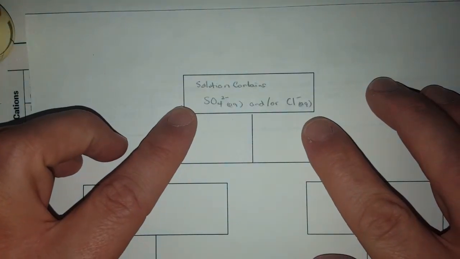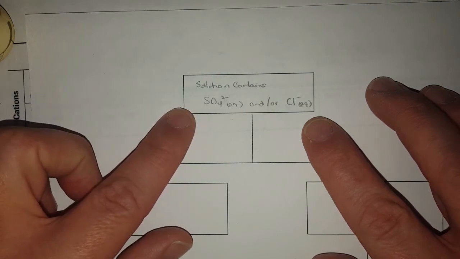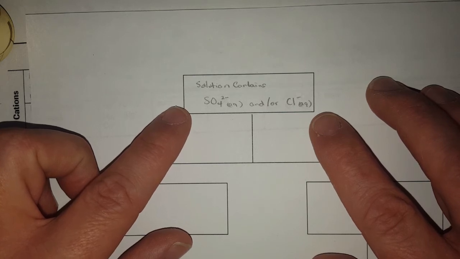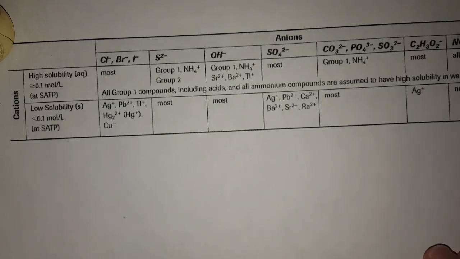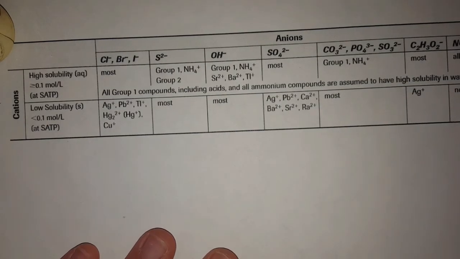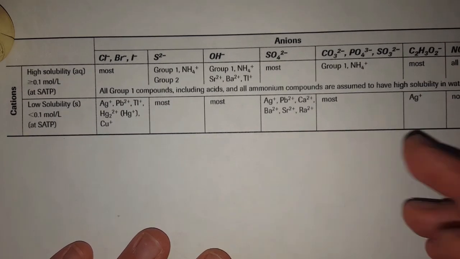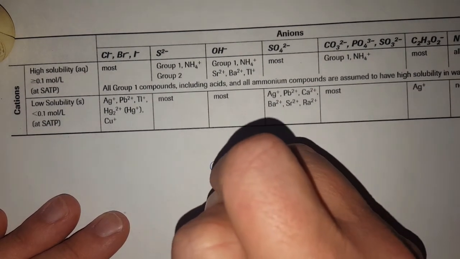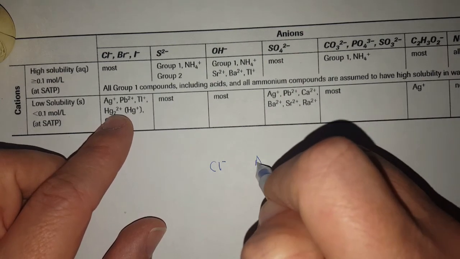Okay, so here we have a possible solution that contains both sulfate and or chloride. So what we're going to do is go through the steps to develop our flowchart. So just like before, the first thing that we need to do is make a list of, in this case, not anions, but cations that would cause each of them to precipitate. And so what I would do is I would write my chloride, and I would make a list.